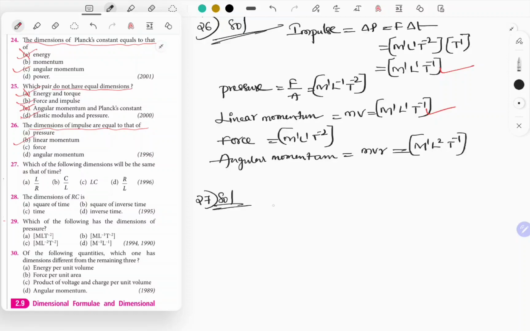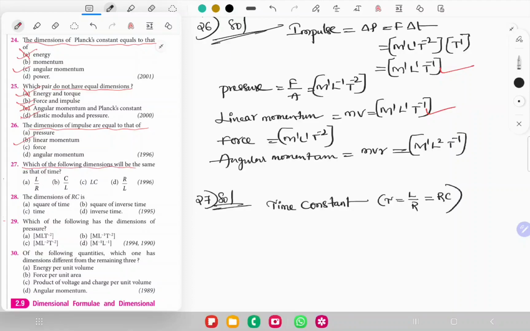There is a formula called a time constant. Time constant formula, if the circuit consists of L and R elements, time constant is equal to L by R. If the circuit is having capacitor and resistance element, it is going to be R into C. This is the direct formula. There is some derivation behind it. Now, what's the question they're asking? Which of the following dimensions will be the same?